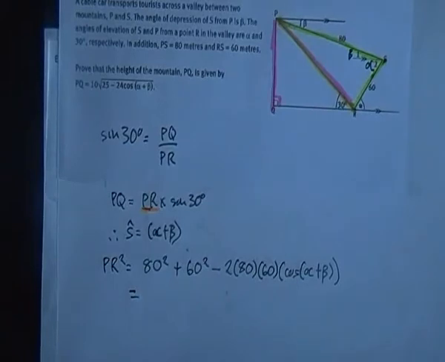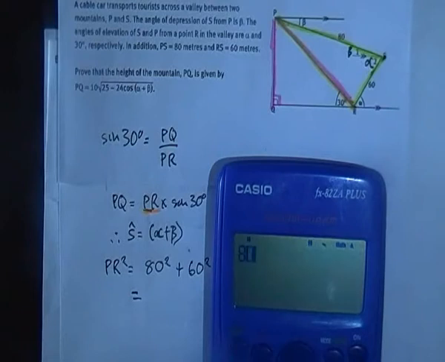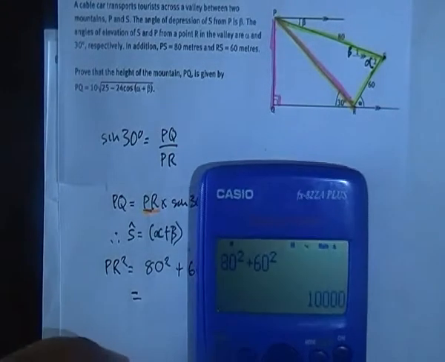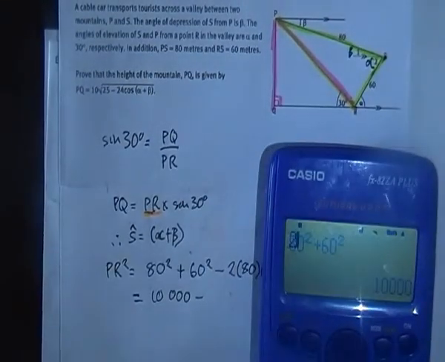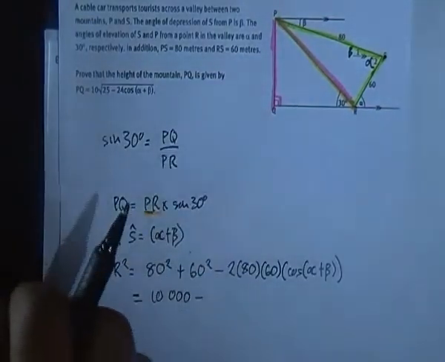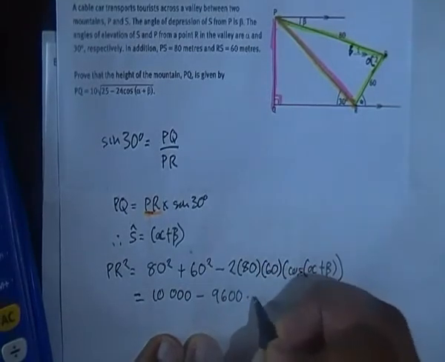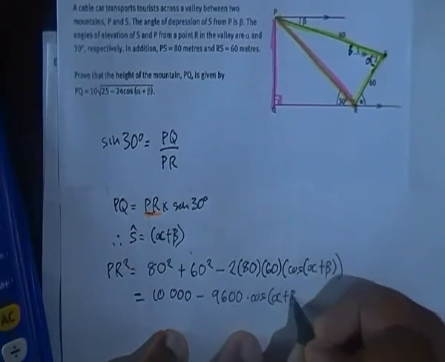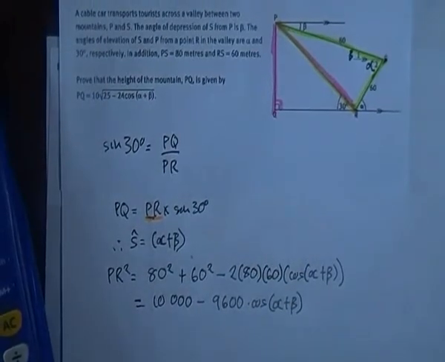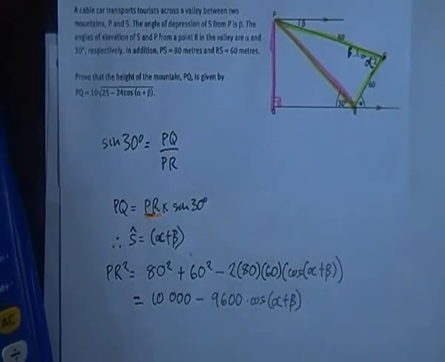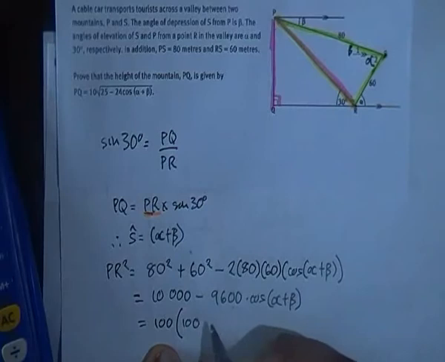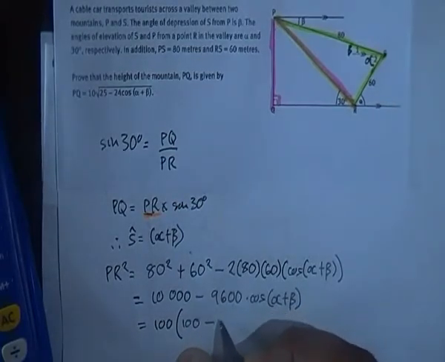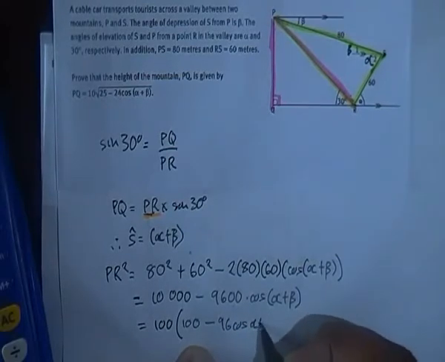Now let's find out what this is. 80 squared plus 60 squared is equal to 10,000. So this is 10,000 minus 2 times 80 times 60, which is 9,600 times cos of alpha plus beta. Let's see if we can factorize that. We definitely can factorize 100 out of there. If we factorize 100, that means there's 100 left inside, minus 96 cos of alpha plus beta.